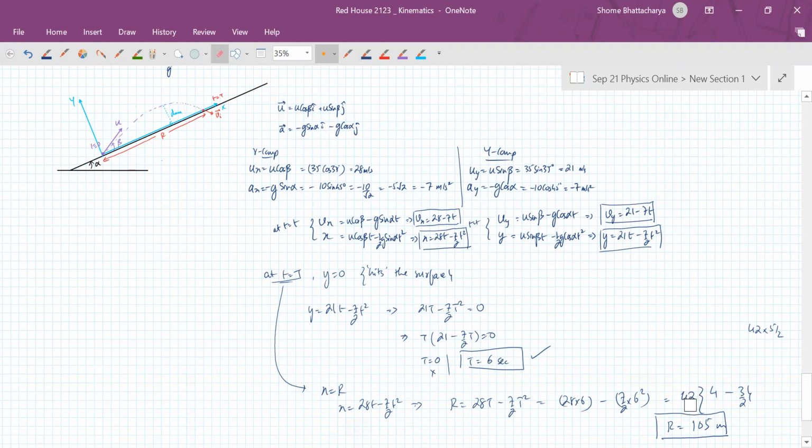Oh wait, this should be 3 only, no? Here, not 3/2. Okay, so we will get it as 42, as I said. I've taken 42 common from this bracket, so I'm left with 42 into 6/2, so that's 3 only here. So the answer should be 42 meters. Yes.